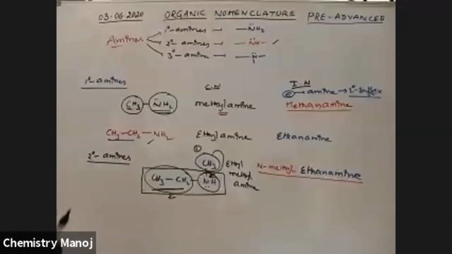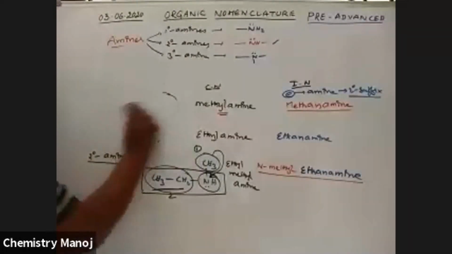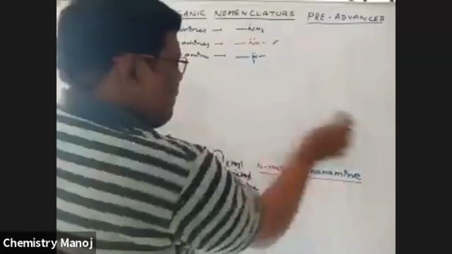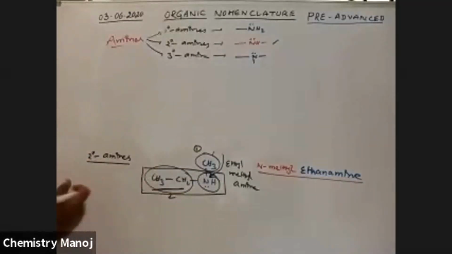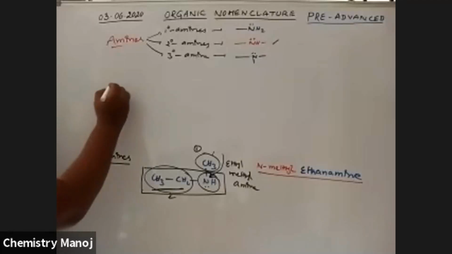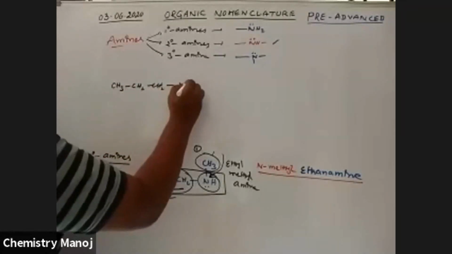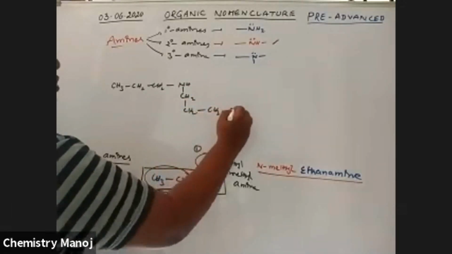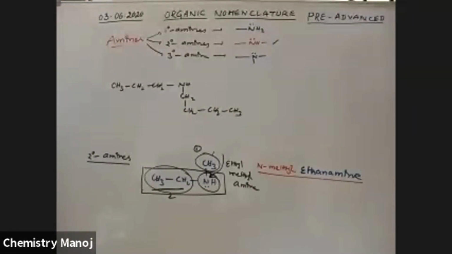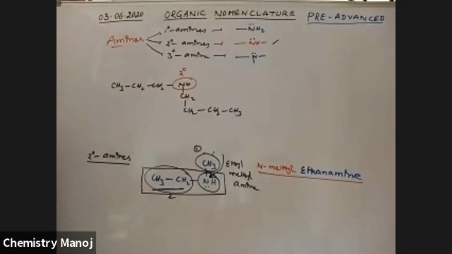Here is one more example for secondary amines: CH3CH2CH2NHCH2CH2CH2CH3. In this compound, the NH group is there. Wherever an NH group is present, it is a secondary amine.